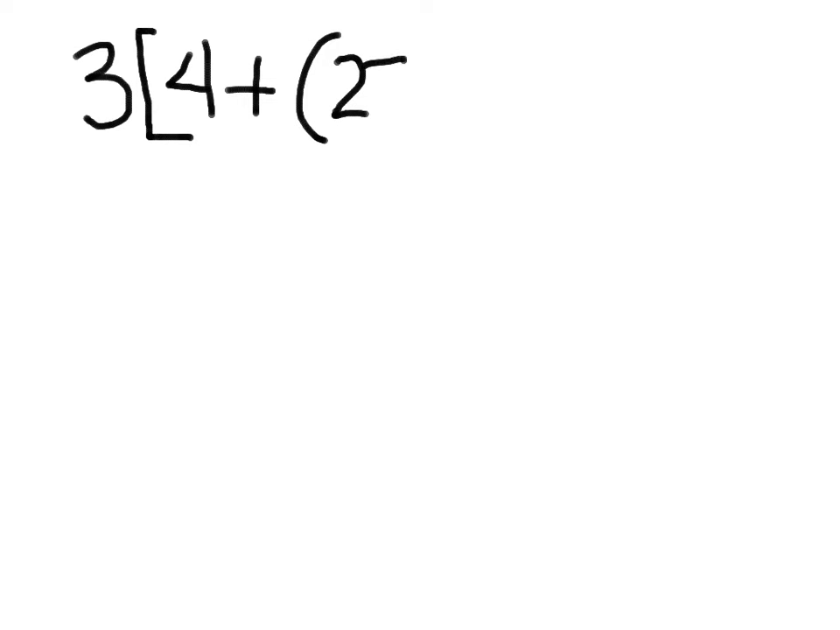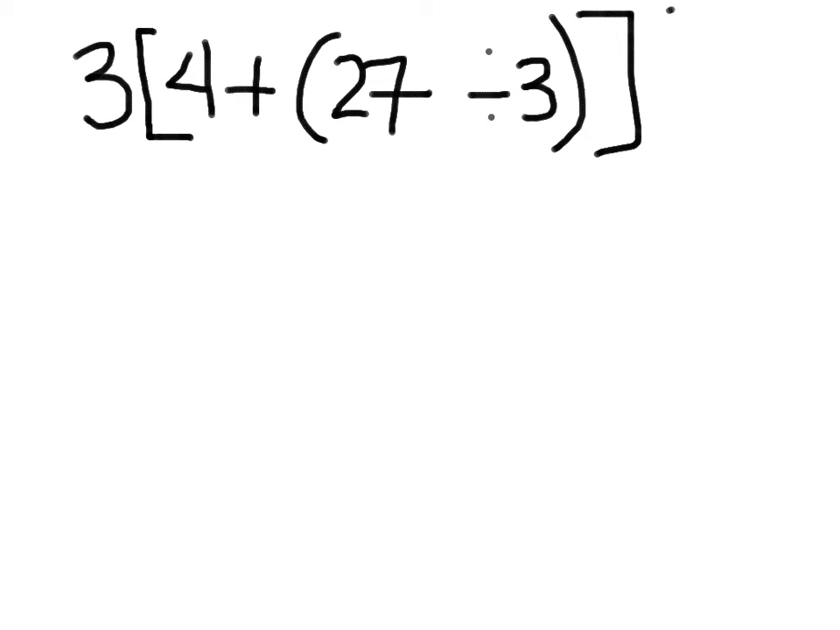Okay, so in section 1-2, number 43 says, find the error. Lenora and Chase are evaluating 3 times the quantity 4 plus 27 divided by 3, all to the power of 2. Who is correct? Explain your reasoning.